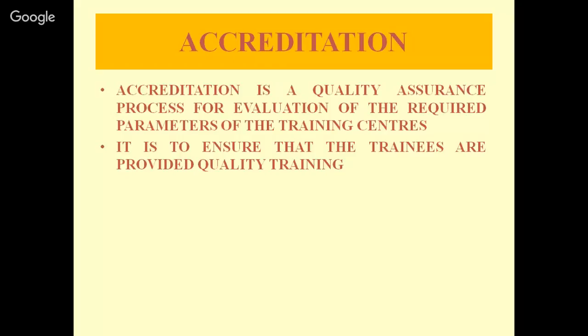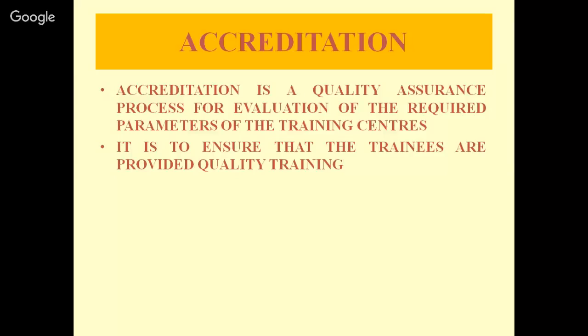So it is a quality assurance process with evaluation of the required parameters. The required parameters are: does the training center have a classroom worth calling a classroom? Do they have labs? What facilities are available? What equipment do they have? For example, if you are running a course on IT, do you have an IT lab? Do you have a classroom for IT? Do they have CCTV cameras? Do they have biometric attendance, Aadhaar based biometric attendance?